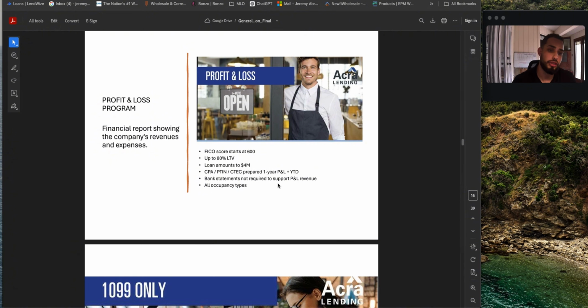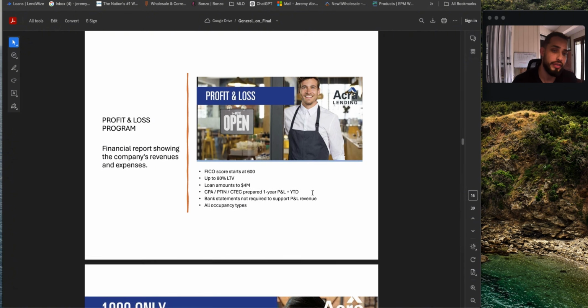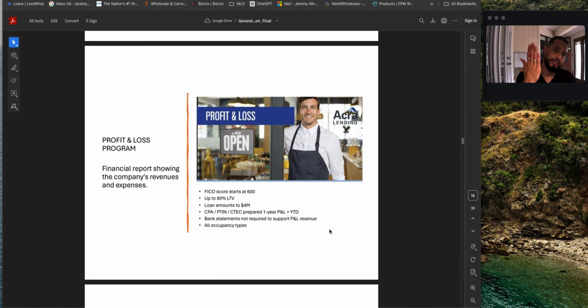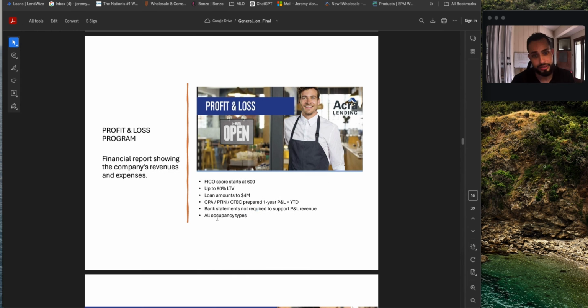Bank statements are not required to support your P&L revenue, so they're not going to scrutinize your bank statements to make sure that everything you're making is getting deposited into your business bank account. All right, all occupancy types as well.